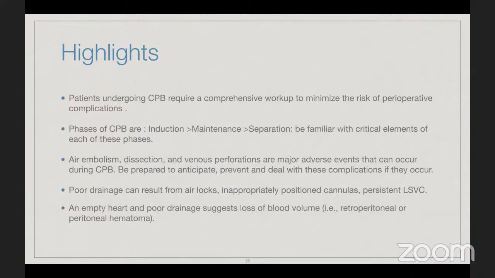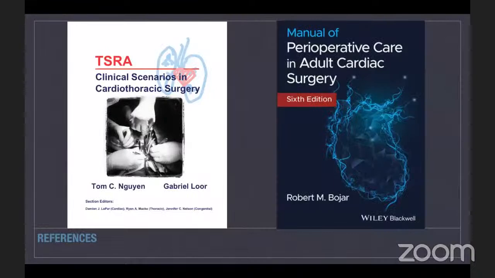Poor drainage can result from airlocks, inappropriate positioning of the cannula, and a persistent left SVC. And an empty heart with poor drainage suggests loss of blood volume, as we mentioned, such as a retroperitoneal or peritoneal hematoma. These are my references.